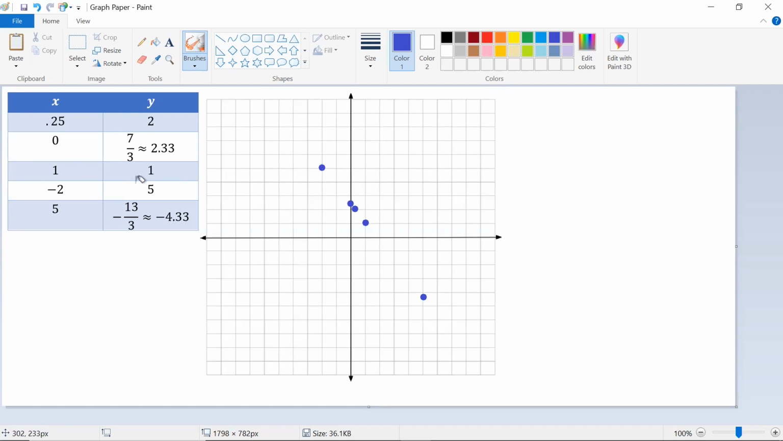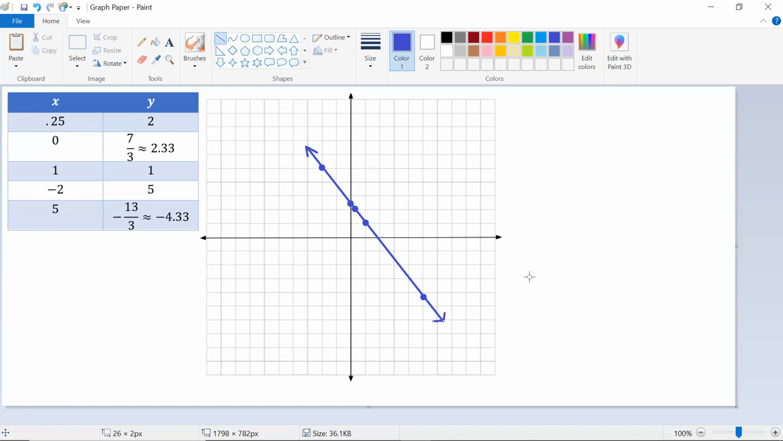So as you can see, when you don't have nice whole numbers, it's harder to put the points in. But we can still see the pattern. So let's draw the line through all those points. And obviously, I always like to draw the arrows at the end of both lines so that we can see that the pattern goes on forever.